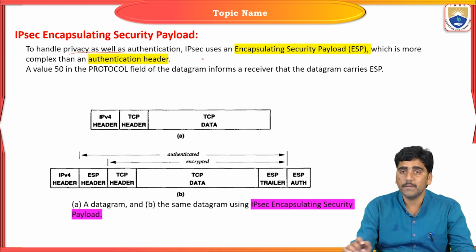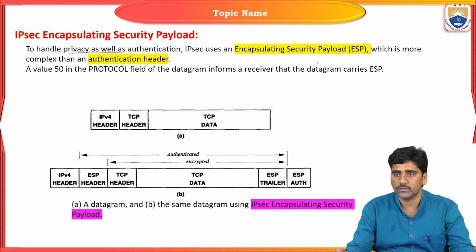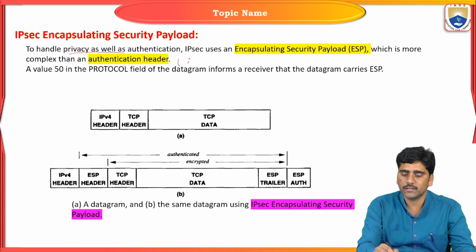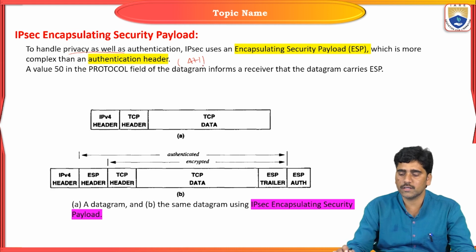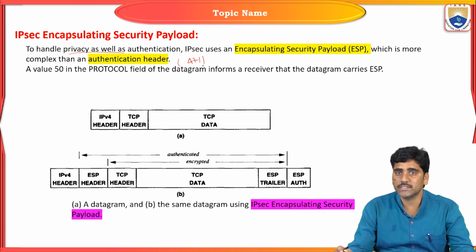Here IP security uses an Encapsulating Security Payload, which is more complex than an Authentication Header. AH is the Authentication Header, which is embedded in IP security services.